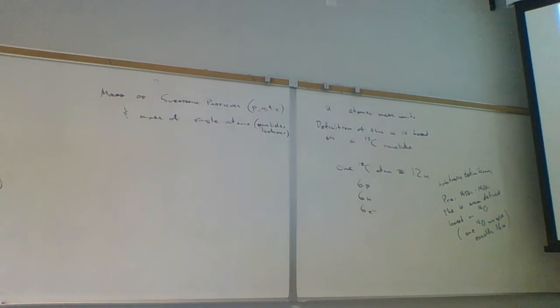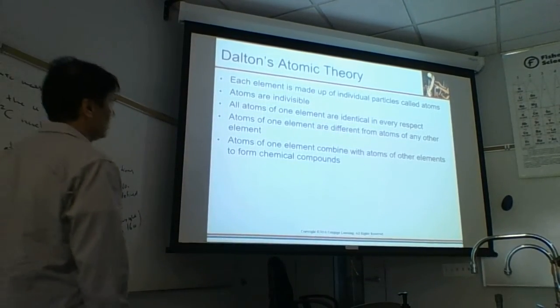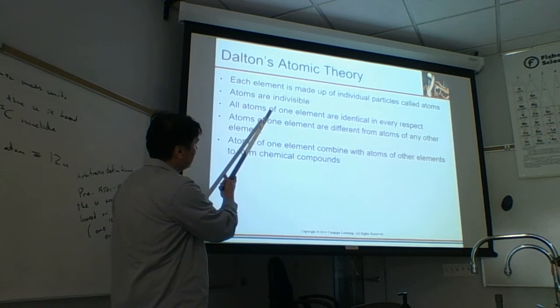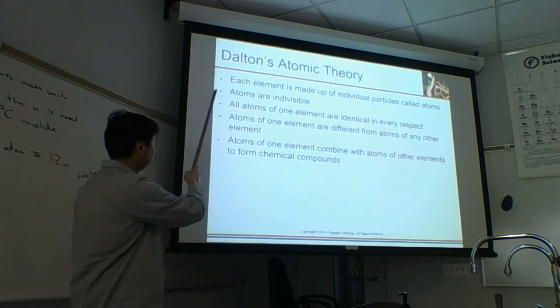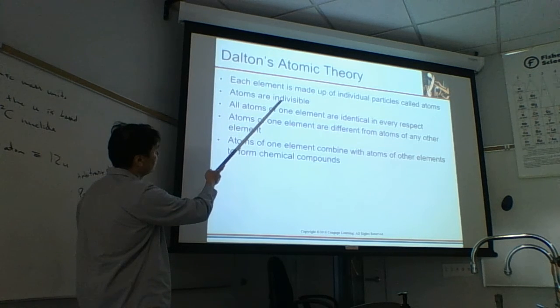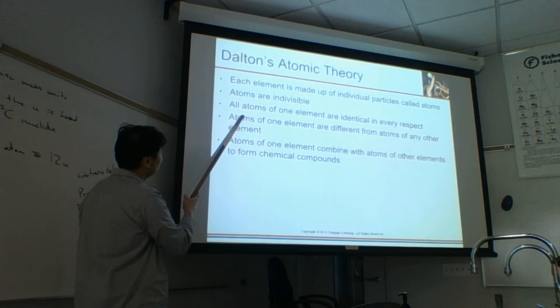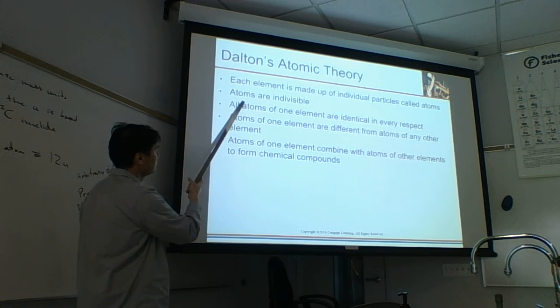The Greeks, I guess, came up originally with the idea of small particles, but Dalton framed it a little differently. He said the smallest piece of matter is the atom, and there are different types of atoms. These are the basic points of Dalton's atomic theory. Each element is made up of individual particles called atoms. Atoms are invisible, although now people have visualized single atoms using the glow.